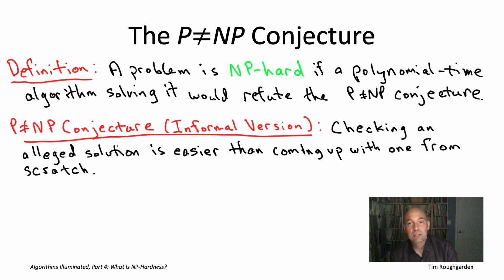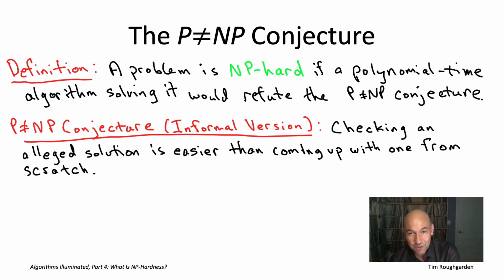Or, in the context of the traveling salesman problem, it would be very easy to check that someone had found a good tour, say a tour with total cost at most $1,000. It feels like it's probably a lot easier than actually having to come up with a tour yourself that has cost at most $1,000. You'd be happy to have someone else do that work for you. So that's the P not equal to NP conjecture. It's that checking solutions is fundamentally easier than finding them yourself.